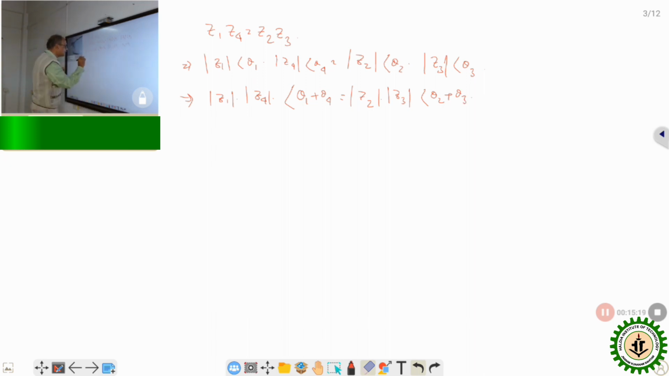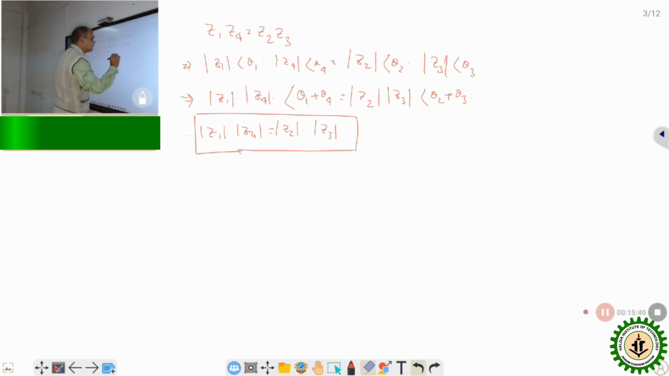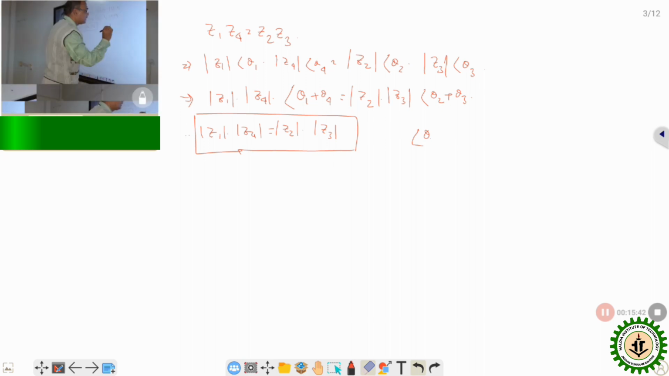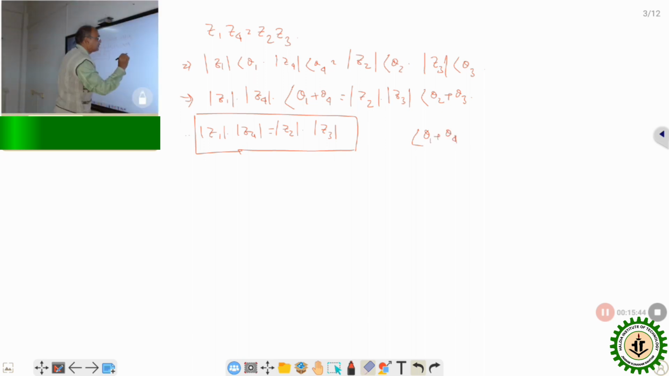That means another condition we are getting: the product of the mod of Z1 and mod of Z4 equal to the product of the mod of Z2 and mod of Z3, and at an angle theta 1 plus theta 4 equal to theta 2 plus theta 3. Okay.